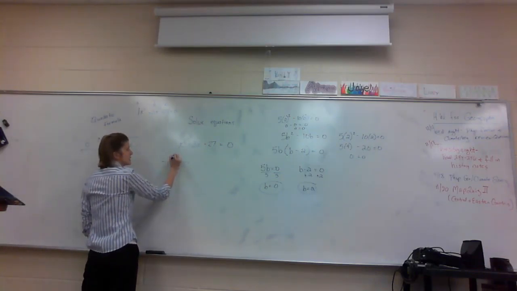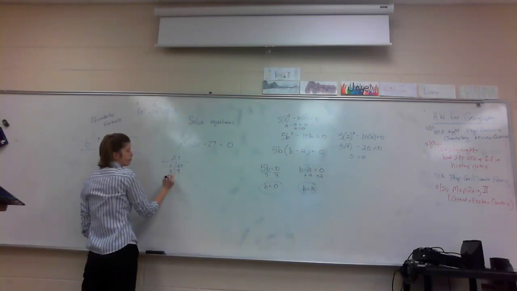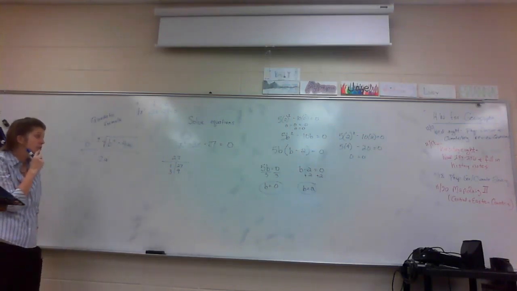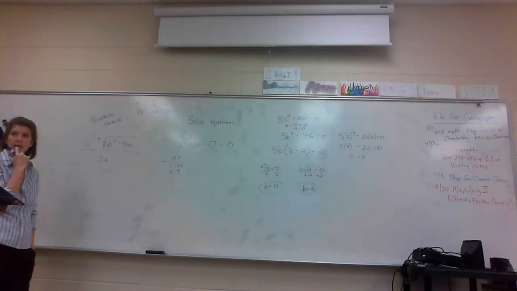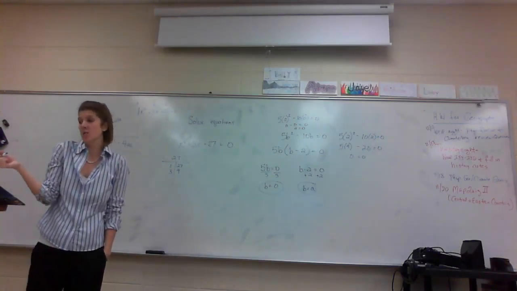Two factors of 27: 1 and 27, 3 and 9. Are there two factors that give me a difference of 3? Not whole numbers. Your book is being super nice, and it will continue to do that.